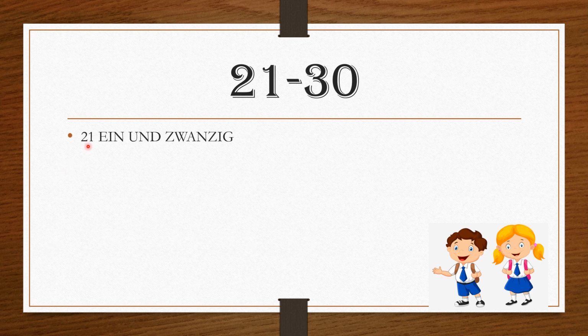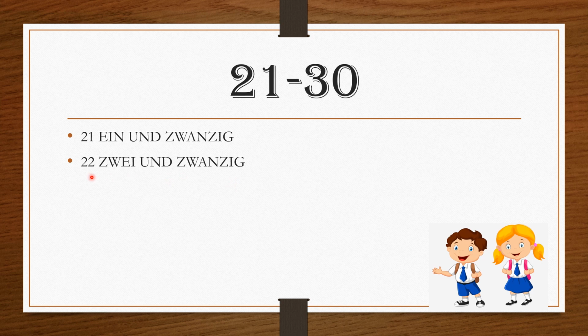1 is ein in German and 20 is zwanzig. 21 is ein, ein is 1, und is and, then zwanzig, 20. So it is einundzwanzig, 21. For example, 22.